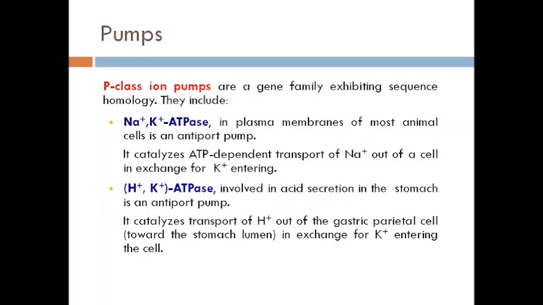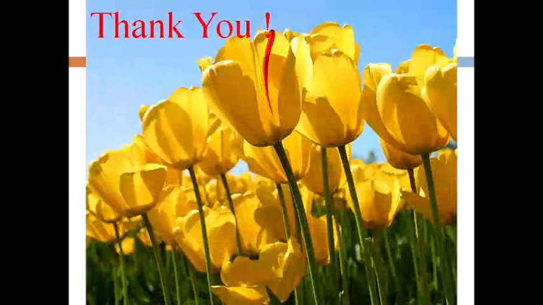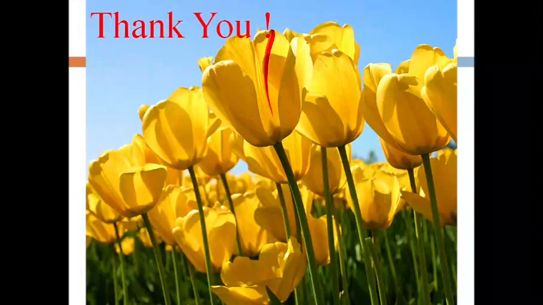There are various types of pumps found in the cytoplasmic membrane. Very first is the P class ion pumps. They are called by different names: sodium potassium ATPase, which is involved in the transport of sodium and potassium. Then hydrogen ion potassium ATPase is also there, which is transporting hydrogen ion and potassium ion outside the cytoplasmic membrane. So that is about membrane transport in brief. So let us hope that you have understood thoroughly whatever has been told to you.